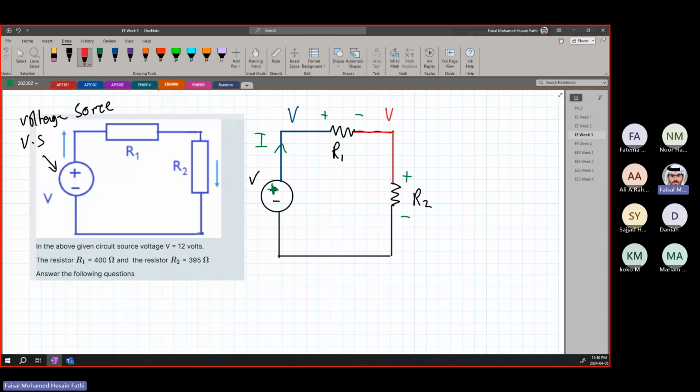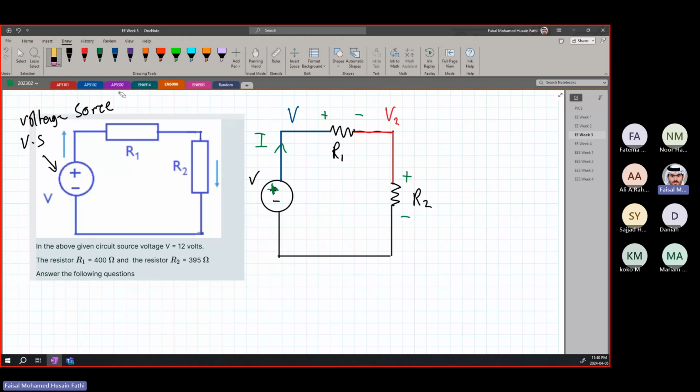So let's call this V2, for example. All right. What does this mean? This means the voltage is going from V as positive and reaching V2 as negative. This is what it means. So if we want to find the voltage across R, it's going to be V minus V2. Okay? I don't want you guys to get so confused about this now. Later we will go more into detail about it.